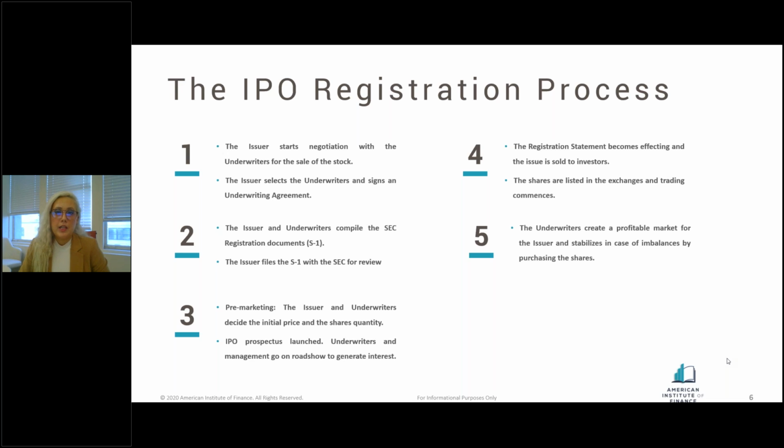That means that if there needs to be some stabilization, they will have to act on it. And in case there are any imbalances, they will purchase the shares of the issuer. So these are the five key steps of an IPO process. Obviously, looking at each of them, there are probably some more details and additional steps that you may take. But overall, this is an overview of the IPO registration process, right?